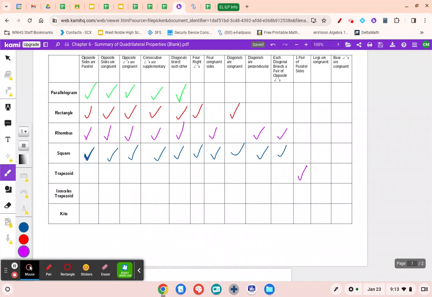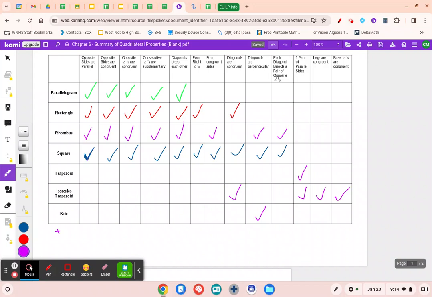Isosceles trapezoid has quite a bit more. We know in an isosceles trapezoid that the diagonals are congruent. We know that we have 1 pair of parallel sides. We have that legs are congruent, and we know that base angles are congruent. So that's quite a bit for isosceles trapezoids. All right, and then a kite. We only have 1 thing to check, but then we're going to write a couple other things. We know that the diagonals are perpendicular, and then 2 other things that we know that aren't on the chart.